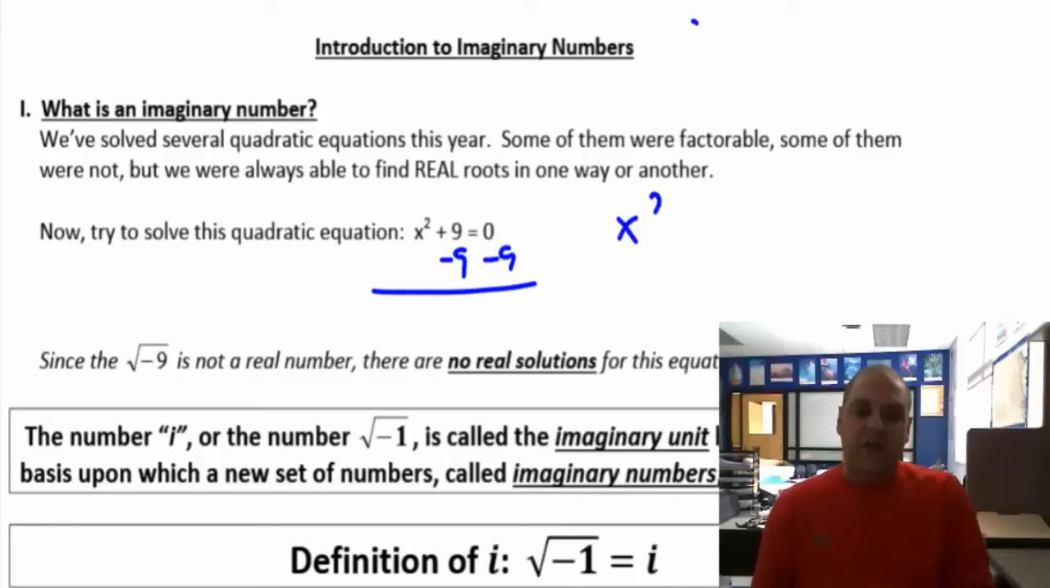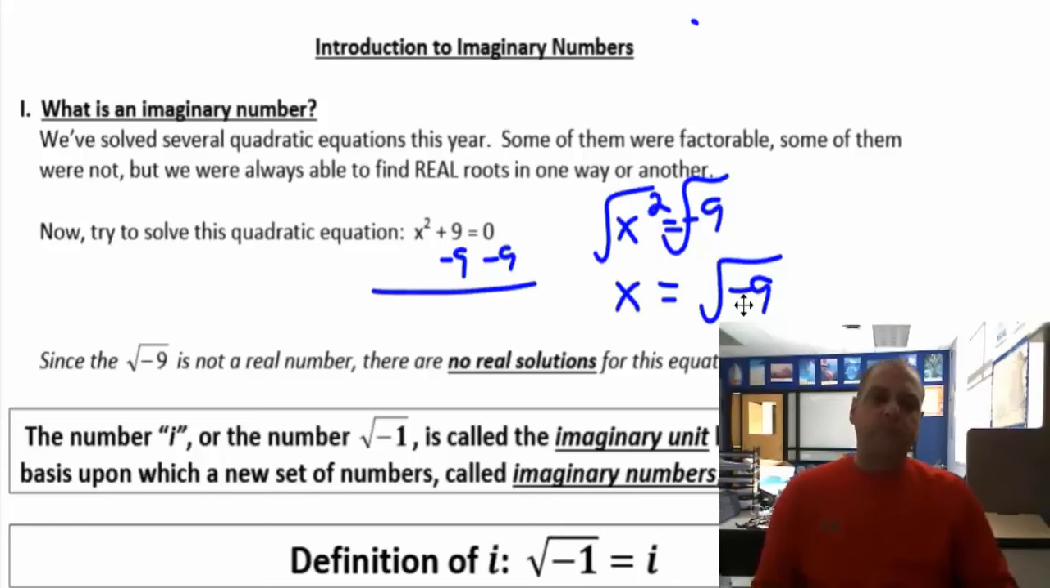So the only other way to solve this equation would be to subtract 9 from both sides and get x squared equals negative 9, and then take the square root. What that produces is the square root of negative 9. What's the square root of negative 9?